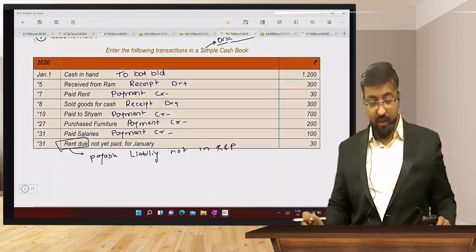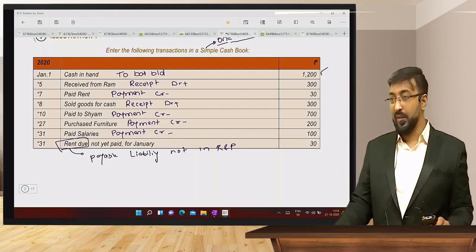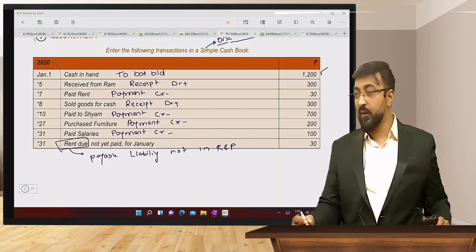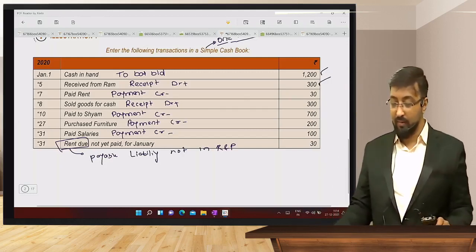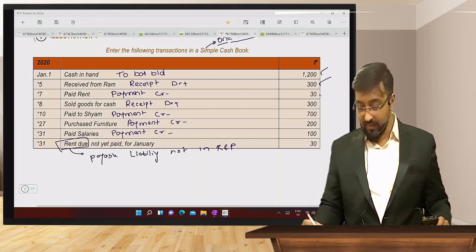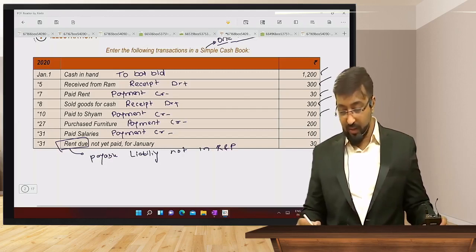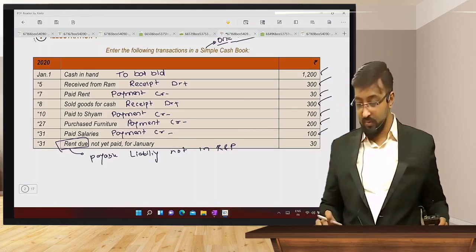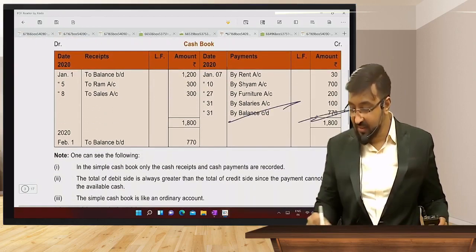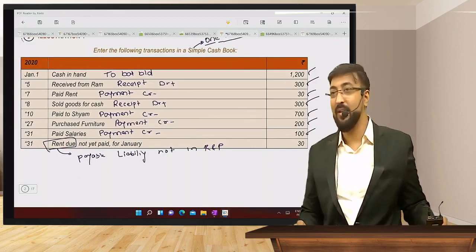Now let's do one thing. Take on calculator. 1200. 300, you are going to add or less? Add. So 300 add. Minus 700, minus 200, minus 100. So what is the amount you are left with? 770. Yes! 770. It's by balance carried down.